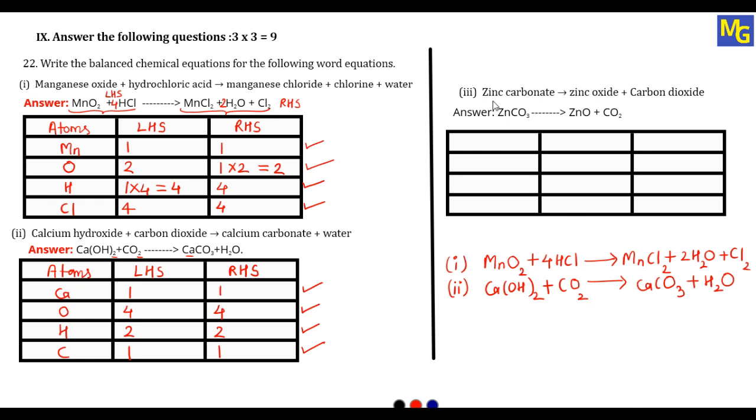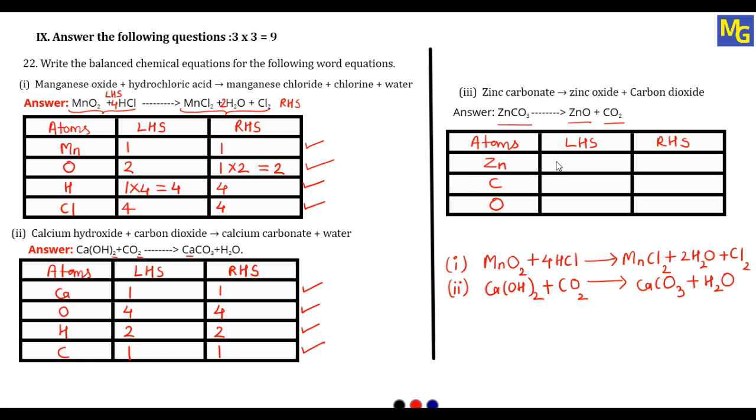That is zinc carbonate gives zinc oxide plus carbon dioxide. Convert this into a symbolic form. Zinc carbonate is ZnCO3. You can see this. Zinc oxide is ZnO and carbon dioxide is CO2. So write down all the atoms in the table. So atoms, this is LHS and this side it is RHS. So write down atom, we have zinc, we have carbon and we have oxygen.